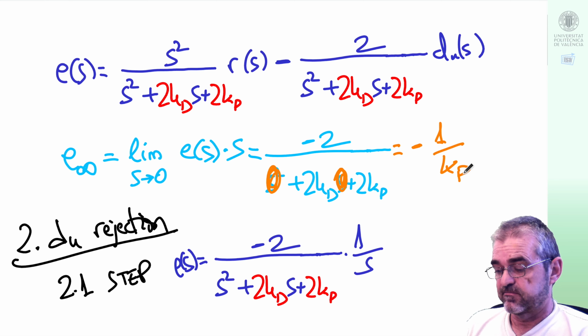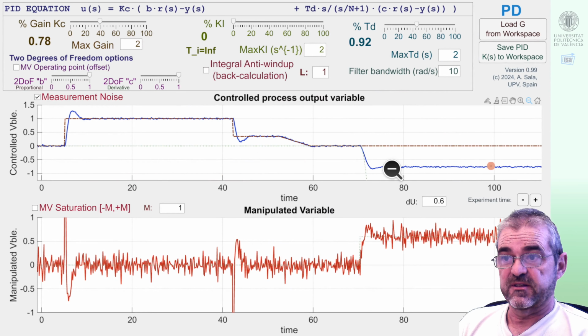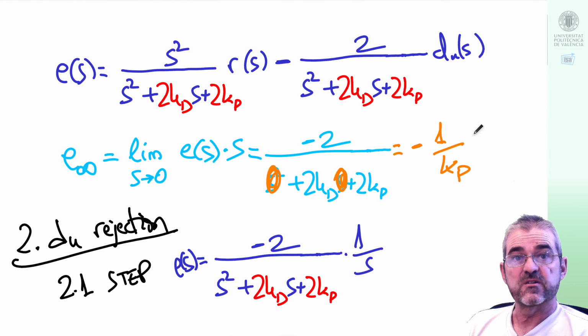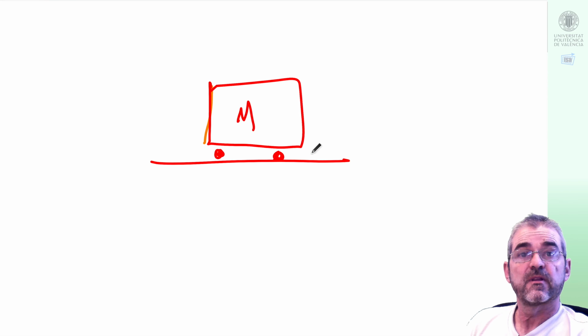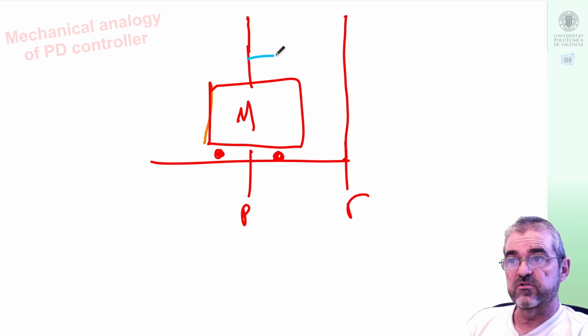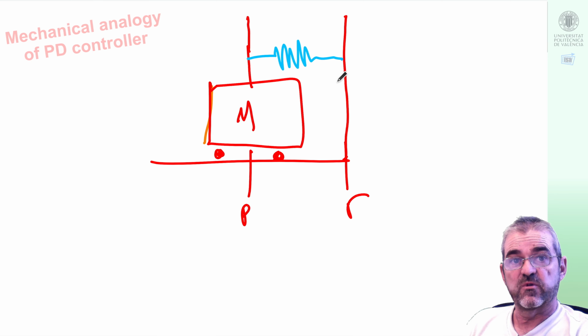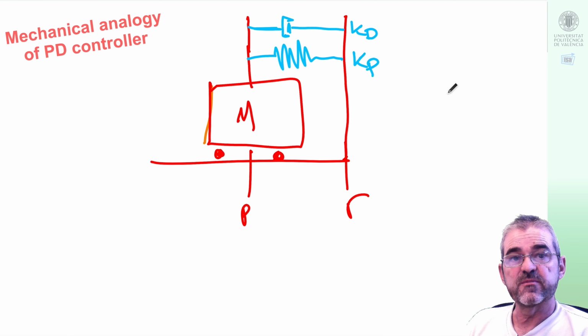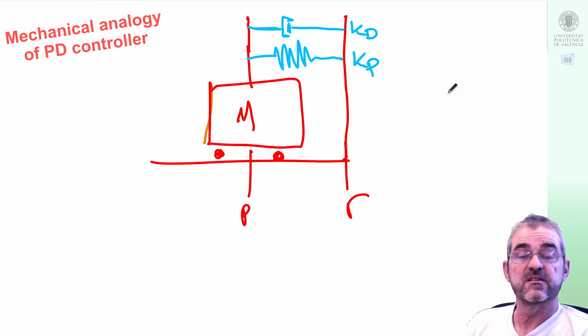So it is non-zero, as we see, confirmed in our simulation here, where a step disturbance was simulated. What is the interpretation of this 1 over kp result? Well, it has an easy, intuitive explanation, in the sense that I have a position, I have a set point, and then the proportional component, proportional to the error, is equivalent to a software implementation of a spring of constant kp, and the derivative action is equivalent to a software implementation of a damper with constant kd.